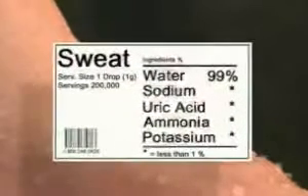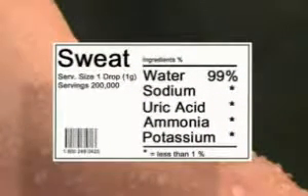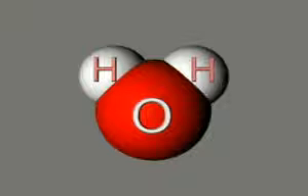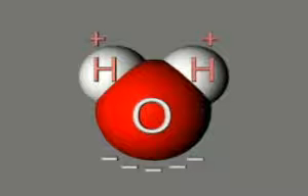Let's start by taking a look at the properties of water and how it interacts with fibers. We're going to use water in place of sweat since sweat is 99% water. On a molecular basis, water is known as H2O. This means that a water molecule has 2 hydrogen atoms and 1 oxygen atom. The smaller hydrogen atoms carry a small positive charge, while the larger oxygen atom carries a much greater negative charge.